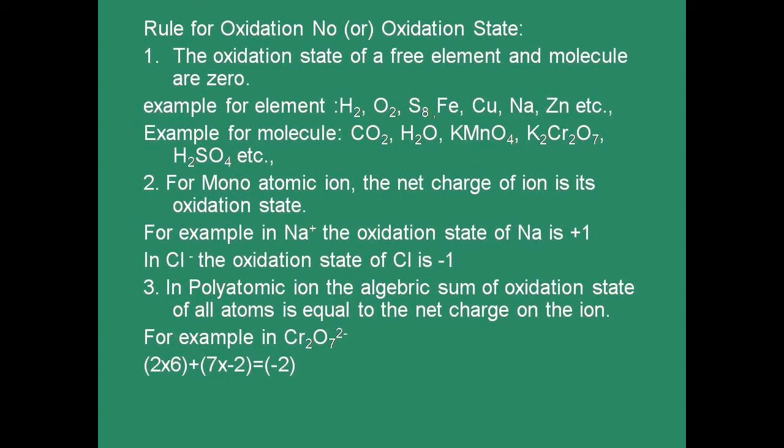In this one, 2 into 6 is the oxidation state of chromium, plus 7 into -2 is the oxidation state of oxygen. So we are going to add this algebraic sum, meaning multiplying and then adding, equal to the net charge. What is the net charge here? -2, so it equals -2. So the third point is: in a polyatomic ion, the algebraic sum of the oxidation states of all atoms is equal to the net charge on the ion.